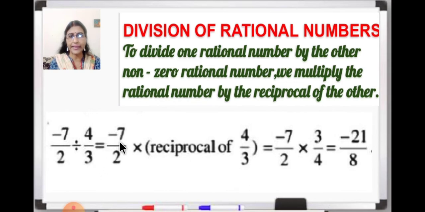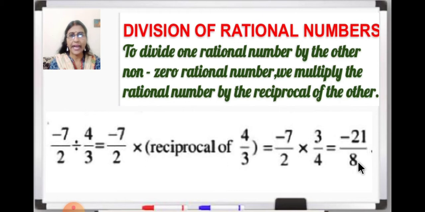You will write like this. Minus 7 upon 2 multiplication. Now here in place of division we will write multiplication. And then what you have to do? You have to write the reciprocal of the next rational number. So reciprocal of 4 upon 3. And that is equal to minus 7 upon 2 multiplied by 3 upon 4. Reciprocal of 4 upon 3 is 3 upon 4. So 3 upon 4 and then we will solve it. 7 3s are 21. Here negative multiplied by positive is negative. And 2 4s are 8. So answer will be minus 21 upon 8.